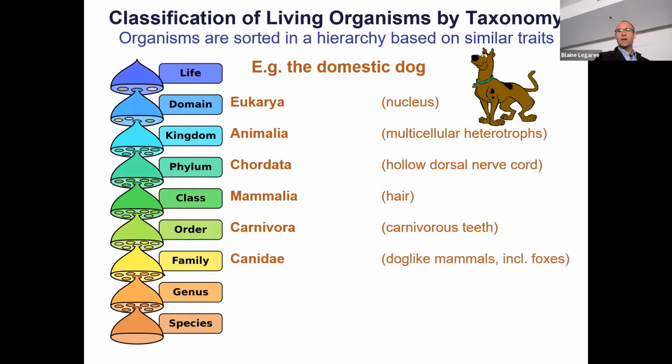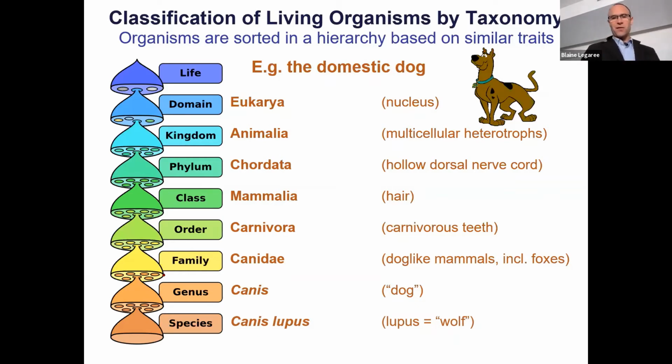What's family? Canines are dog-like things, so that includes foxes and coyotes. It does not include hyenas, apparently. I don't know what group hyenas are in, but they are not dog-like, apparently. And then the genus is Canis, and the species is lupus. So lupus means wolf, right? So you probably know that dogs and wolves are the same species. They can interbreed. Dogs are really basically domesticated wolves.